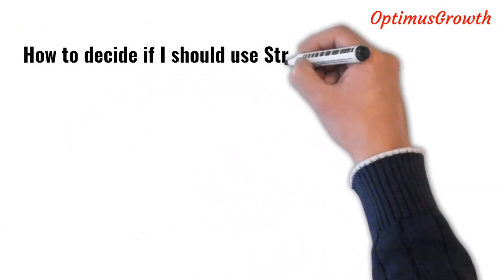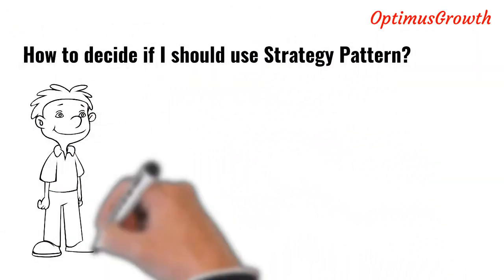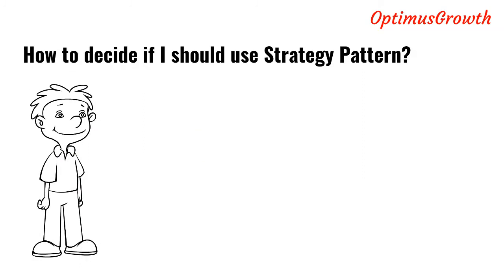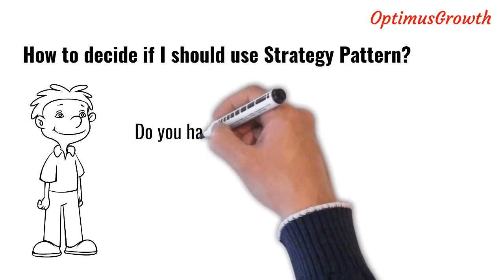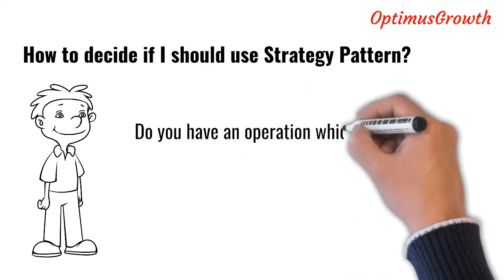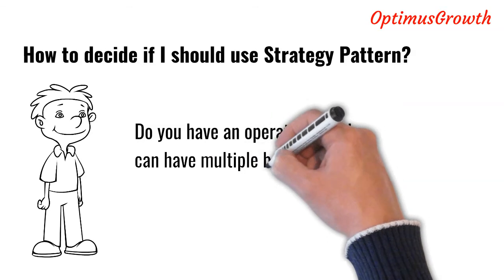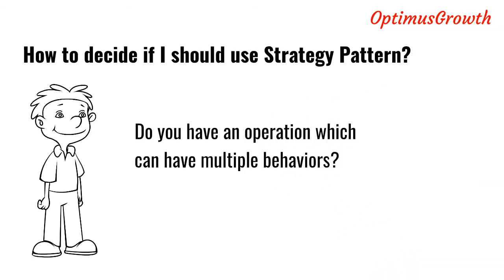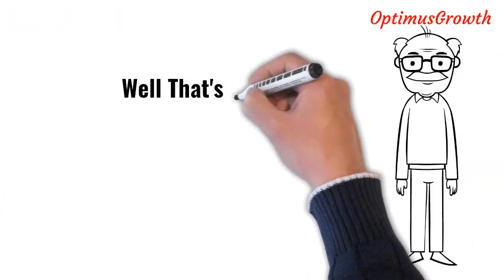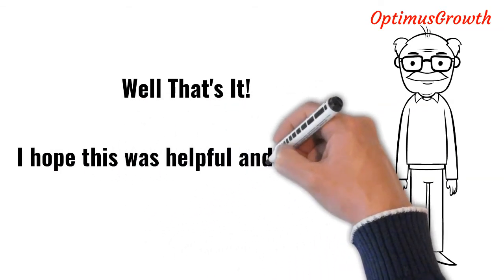You must be having a question, when should I use strategy pattern? Well, for that, you should ask this question to yourself. Do you have a use case where you have an operation, but this operation can be done in multiple ways? If the answer to this question is yes, you should use strategy pattern. Well, that's it. I hope this was helpful and now you understand the strategy pattern.